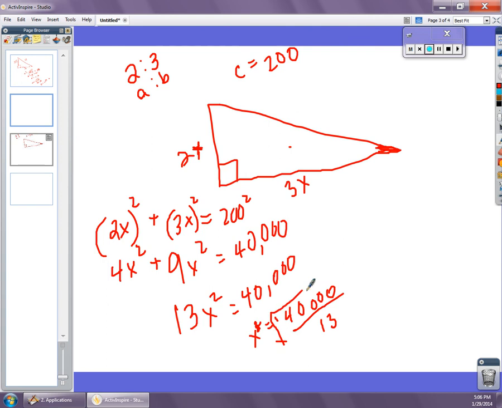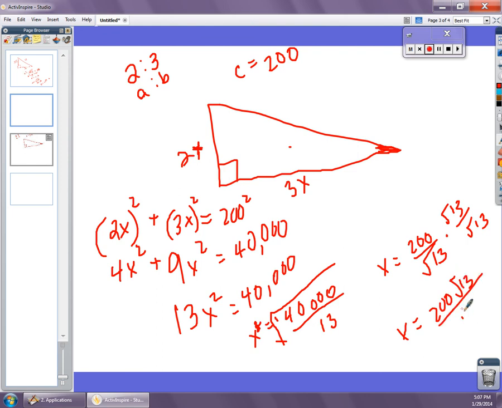And we talked about in class, remember, there's no whole number that squares to 40,000 over 13, but right here you know that 200 squared is 40,000. So when we square root both sides, we're going to end up at x equals 200 over root 13. Because remember, you square root both the numerator and the denominator. And then we're going to rationalize the denominator and get x equals 200 root 13 over 13, which cannot be simplified.